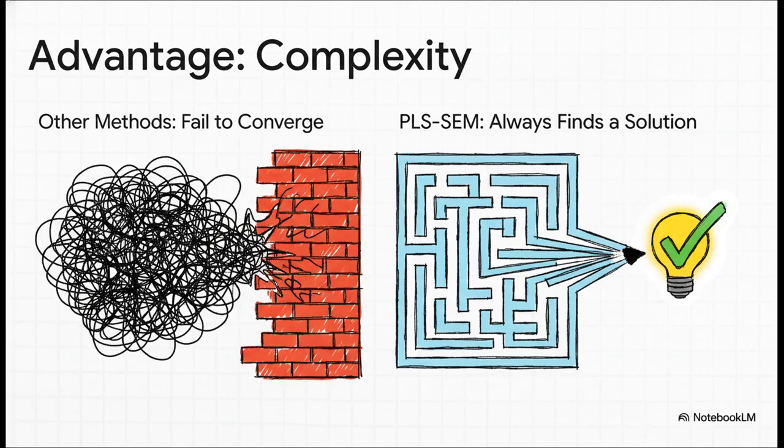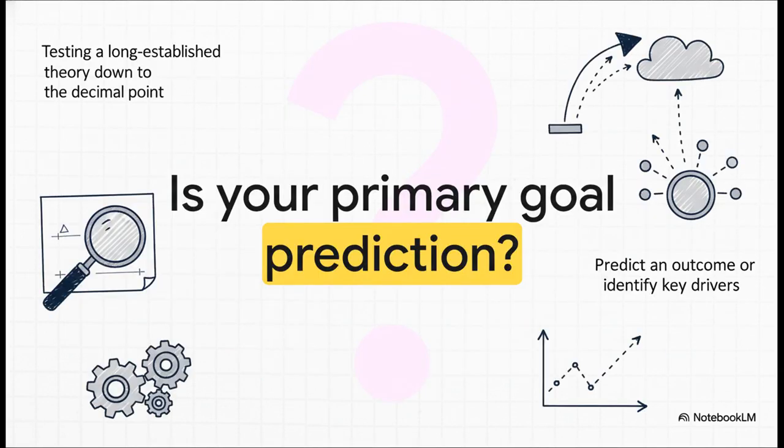See, with those super complex models, CB SEM can sometimes struggle to converge, which is a fancy way of saying it just fails to find a stable solution. It hits an error. But PLS SEM, it's built for that complexity. It is so robust, it will always produce a result, giving you a path forward when other methods might just hit a dead end.